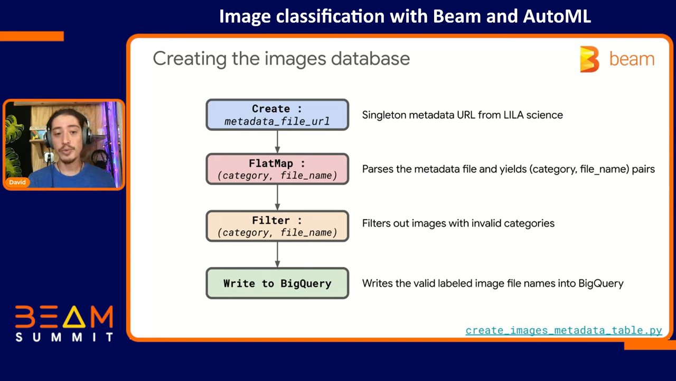Note that here we're only writing the category and the file name. We're not actually downloading the image. So this is pretty fast. It takes only maybe like 6 minutes or something to run.